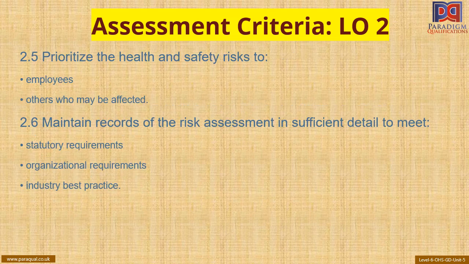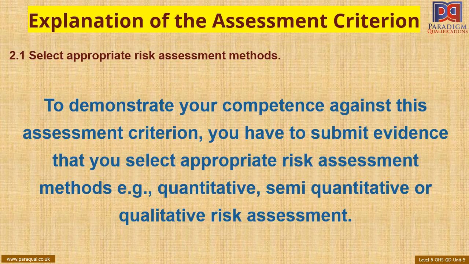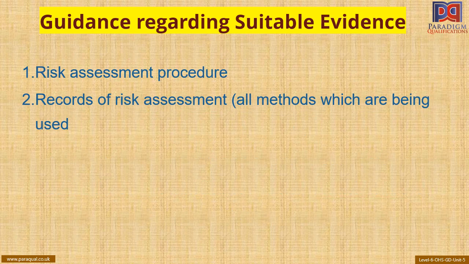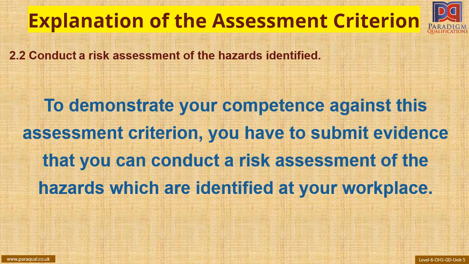There are 6 assessment criteria in the second learning outcome. 2.1 Select appropriate risk assessment methods. You have to submit evidence that you can select an appropriate risk assessment method, for example, quantitative, semi-quantitative, or qualitative risk assessment methods. You can submit your organization's risk assessment procedures or the records of risk assessments for all methods which are being used in your organization.